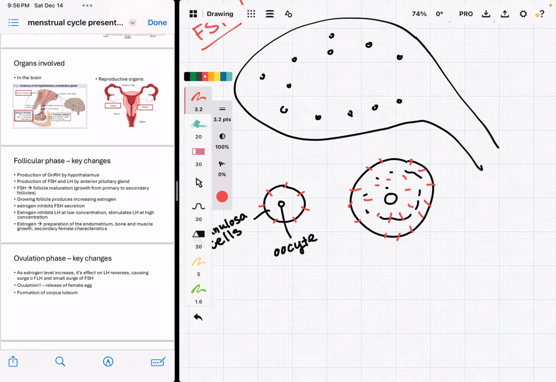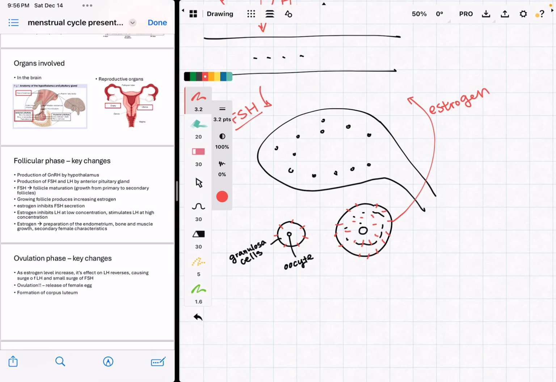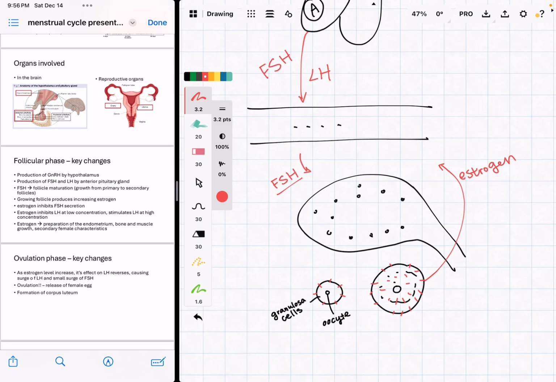Okay, so as these follicles mature, they're also going to begin producing increasing levels of estrogen. So what is estrogen? Estrogen is basically another hormone, and one of its main functions is that it's going to inhibit the production of FSH from the pituitary gland. So it's going to inhibit FSH production.